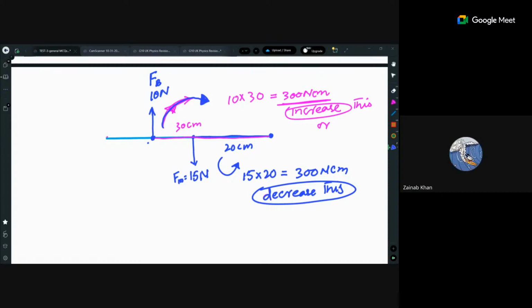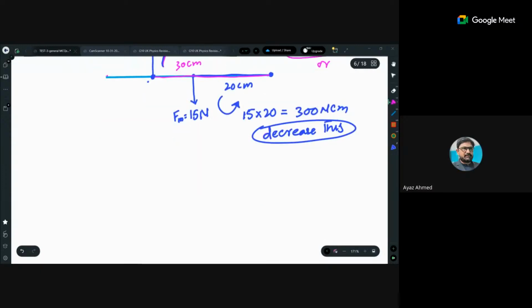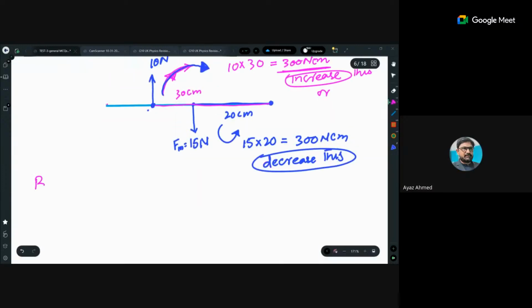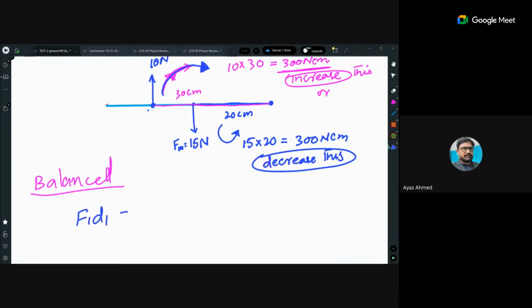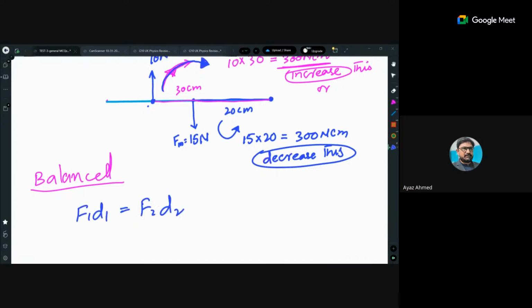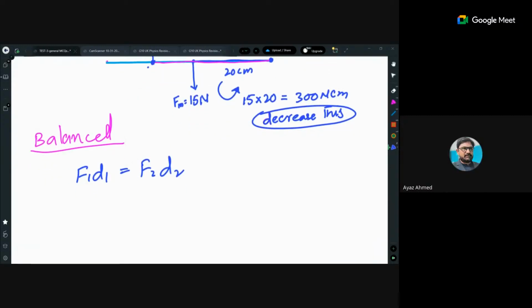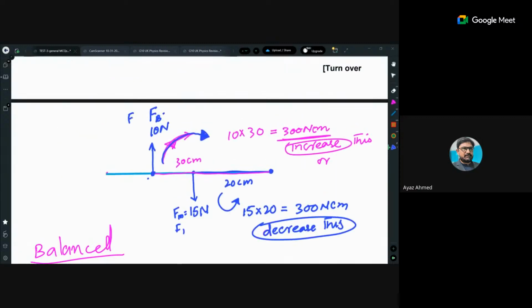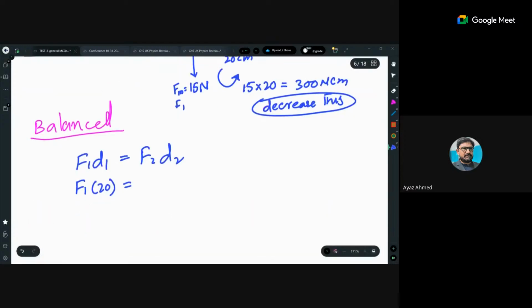Sir, but let's say in the paper, how will I know कि ये सही करना है? Dekho, if it is in balanced condition, it is in equilibrium. So what is the condition of equilibrium of rotation? You know that F1 D1 is equal to F2 D2. So what is the force F1? This is your F1, and that is at 20 centimeter. And this one is your F2. F2 is at what distance?